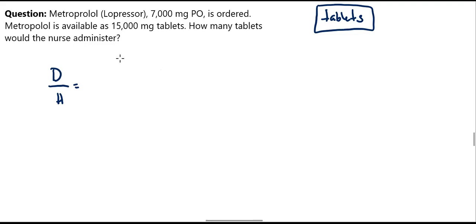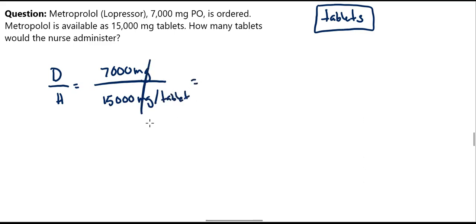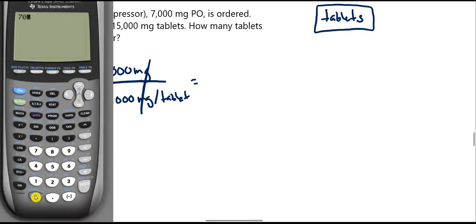Let's actually go ahead and do the math out. So we have our desired over half set up. What's desired, or what's ordered? 7,000 milligrams. What do we have? 15,000 milligrams per tablet. Looking for tablets. Let's do 7,000 divided by 15,000. 7, 1, 2, 3, divided by 15.